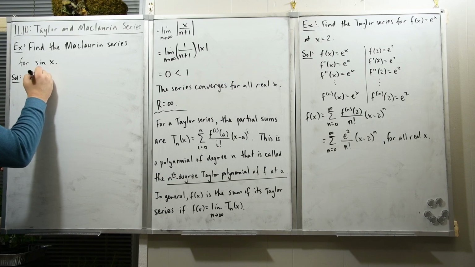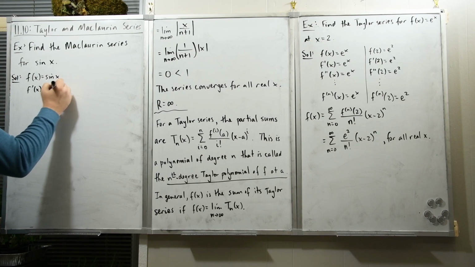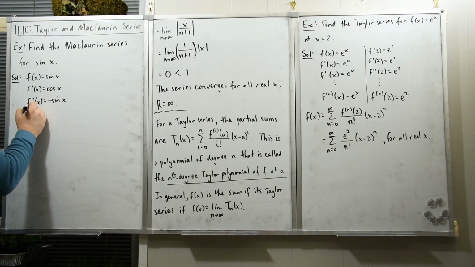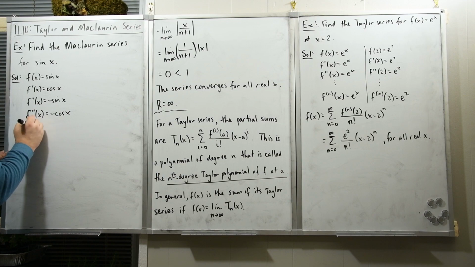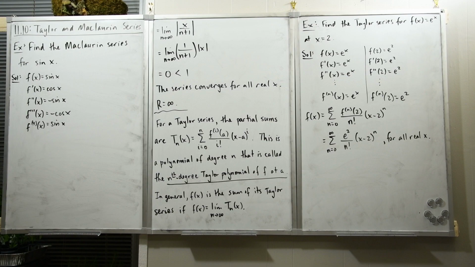We'll have f of x is sine x, f prime of x is cosine x, f double prime of x is negative sine x, f triple prime of x is negative cosine x. Fourth derivative of f at x, we're back to where we started. And so basically what we have to do, if we're going to be figuring out a Maclaurin series, is we've got to figure out what happens when x is equal to 0.